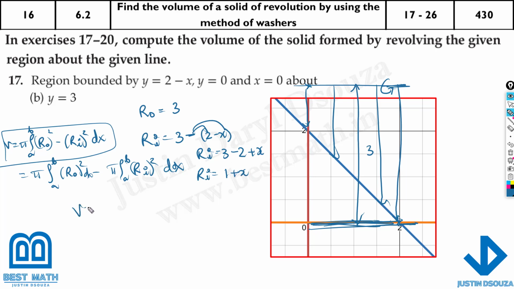So now I'll use it in the formula, pi integral. What are the limits now? It's the same, 0 to 2. This point and this point, 0 to 2. And then we have here the outer radius, 3 squared, minus, you can put brackets if you want, the inner radius, 1 plus x, the whole square. This entire thing dx. And I'm just going to use a calculator and solve this.